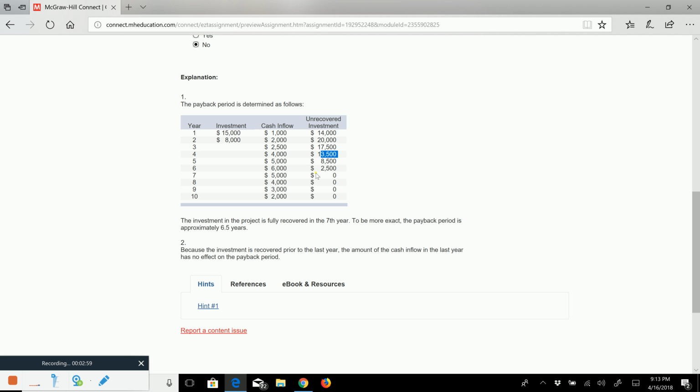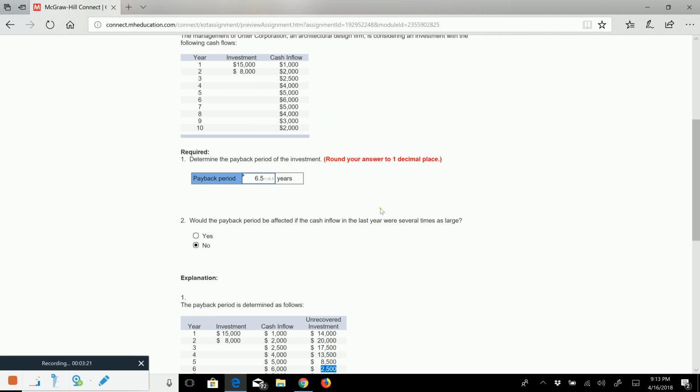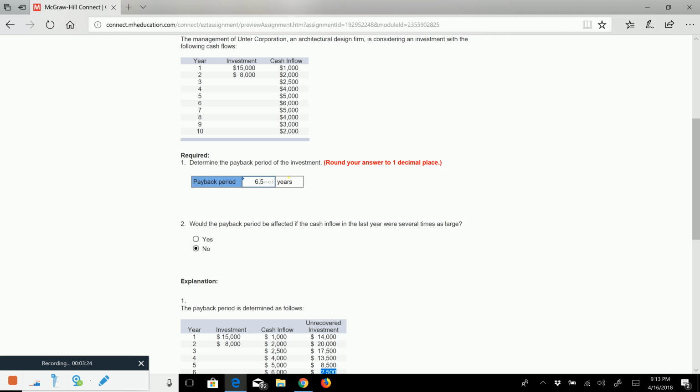You clearly see it takes somewhere in the middle of year 7 to recoup everything. So 6+ years. And since in year 7, we're expecting a cash inflow of $5,000 and we have $2,500 unrecovered, we're expecting somewhere in the middle of year 7 we should recoup everything. With that said, we're going to say that the payback period is approximately 6.5 years.